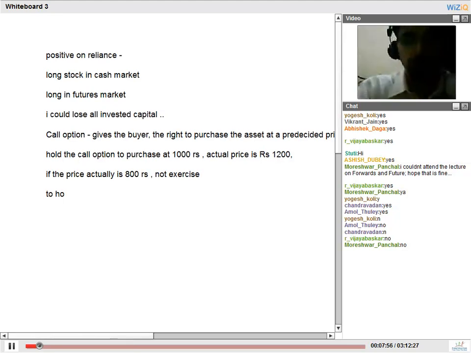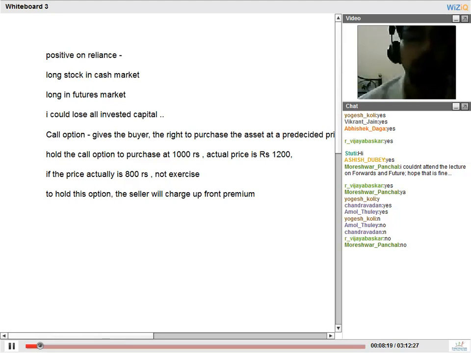To hold this option, the seller or the counterparty who has written the option, who has given him the right to purchase from him at a price of 1,000 rupees, should he choose to, will charge an upfront premium. Upfront premium is also called the cost of the option or the price of the option or the value of the option. So the seller will charge an upfront premium because he has given me this option. In later slides today, we'll understand how this premium is calculated, how much the buyer should be willing to pay.